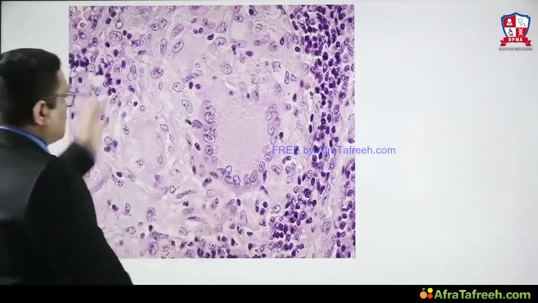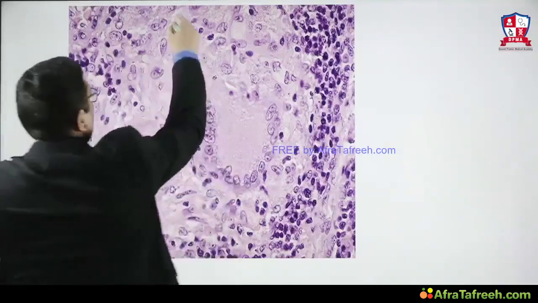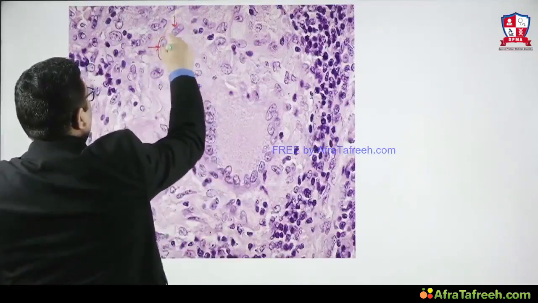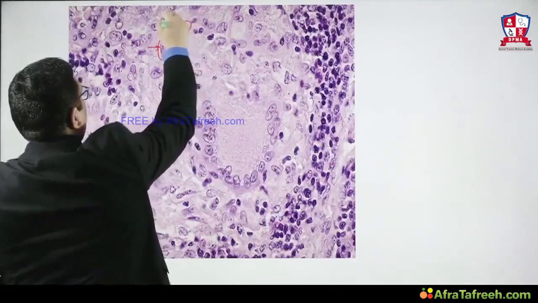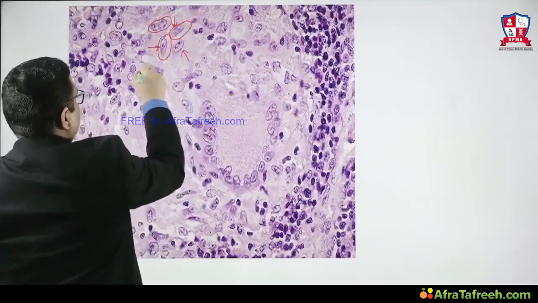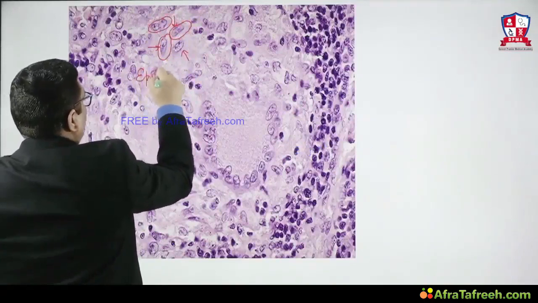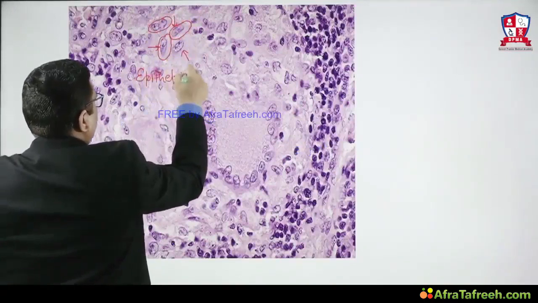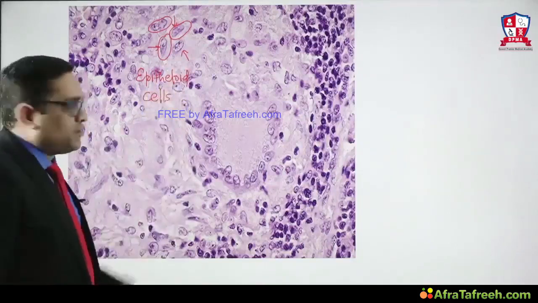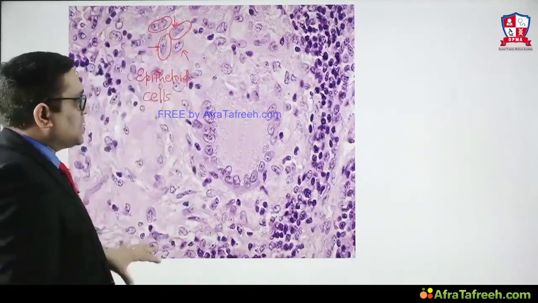So see 1, 2, 3, 4, 5, and when you are looking at this area, what are these cells? Can you notice? These are elongated cells. So all these are elongated cells, and these elongated cells are called epithelioid cells. So we are looking at epithelioid cells, right?